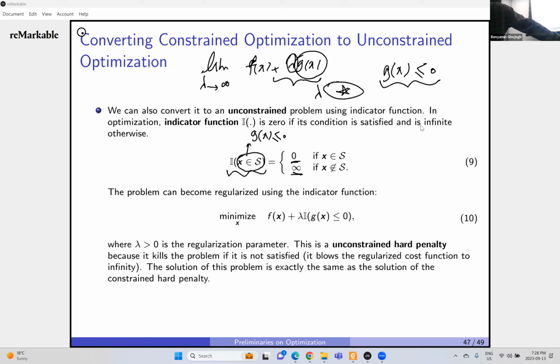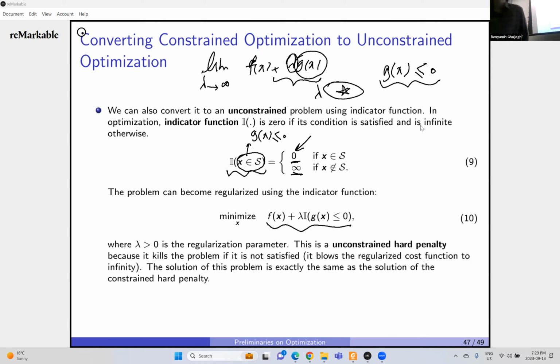Why? Because 0 is a neutral for addition, right? It doesn't do anything. However, infinite kills the addition, kills the optimization cost function. Did you get it? You can drop lambda. Why have I put lambda? Because in the next slide, I'm gonna again approximate this indicator function. That's the reason I have kept it. So did you get it?